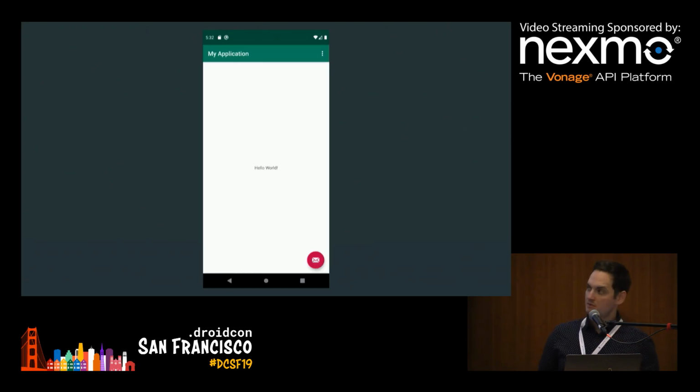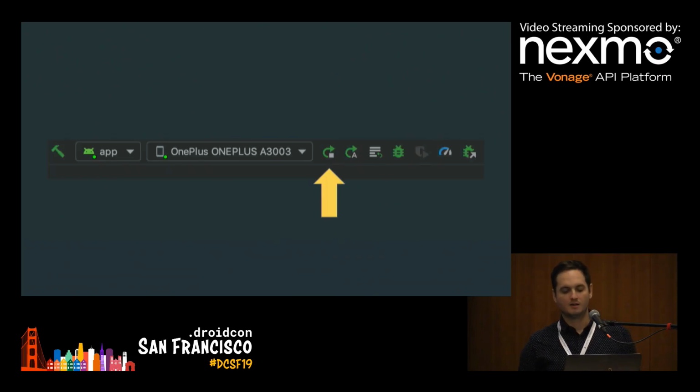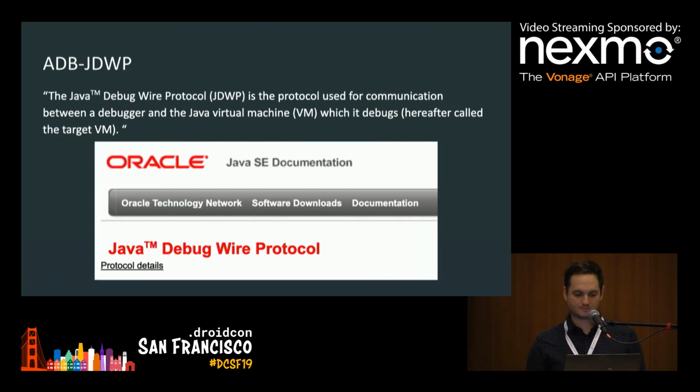And this is our example application. I will refer to this example a few times today. So this is just a basic sample with a fab. And once we have our application deployed on the device already, Android Studio somehow magically knows that the application is running, and now it offers us the option of apply changes and restart activity. So how does it happen?